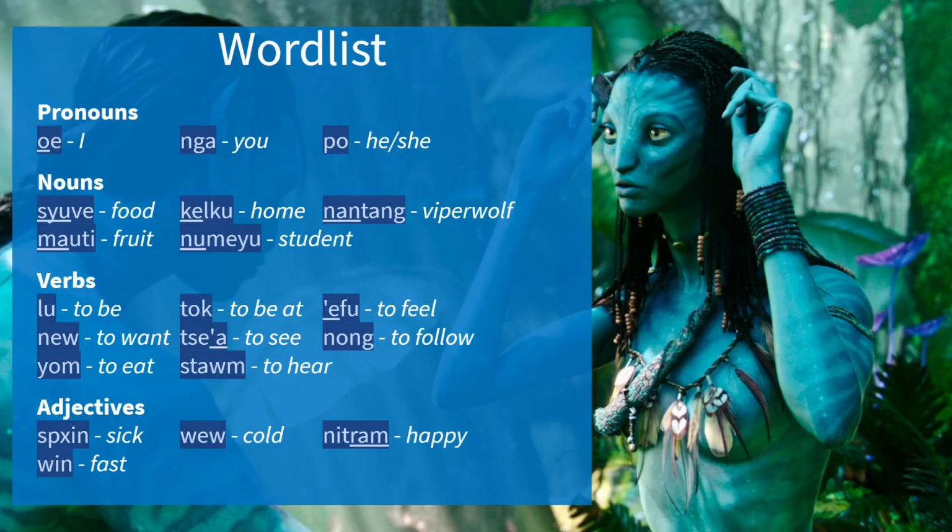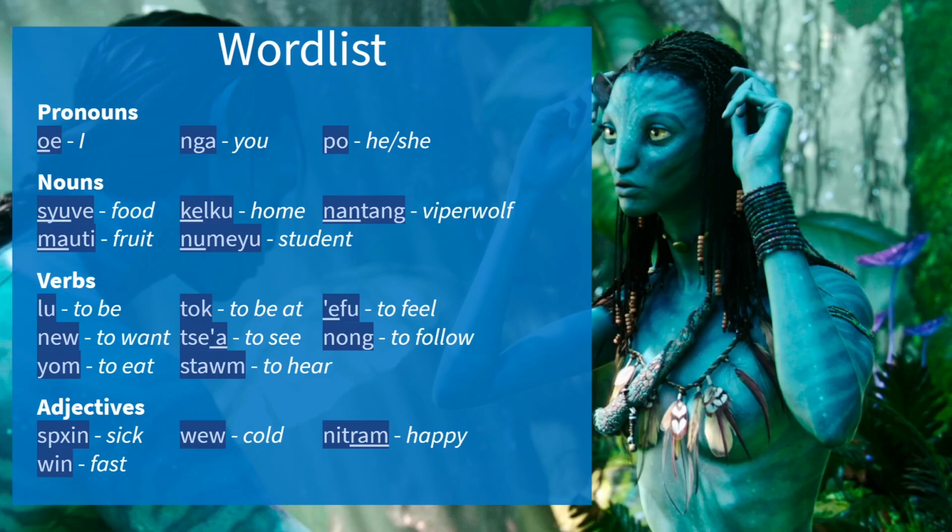He's just stating a fact that you are sick. But you yourself would probably say o fu spin, because you feel sick. But of course, then if you know that it's a fact that you're sick, you can also use lu there. Weu is cold, so you could say oe fu weu. I am cold, so literally I feel cold.